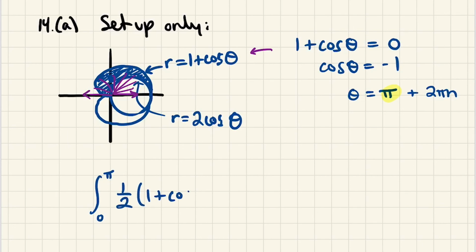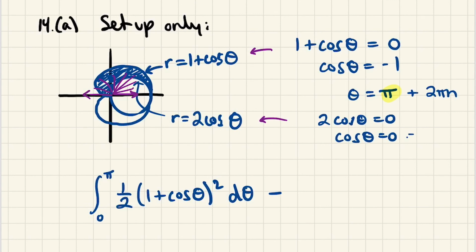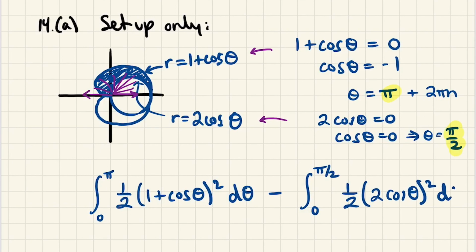times 1 plus cosine theta squared minus, now we're going to subtract the integral of the circle, and if we set this guy equal to 0, we get cosine theta equals 0. Of course, that tells us that theta is pi over 2 plus everything coterminal to that. So, all right, so this is going to be 0 to pi over 2, 1/2 2 cosine theta squared d theta.